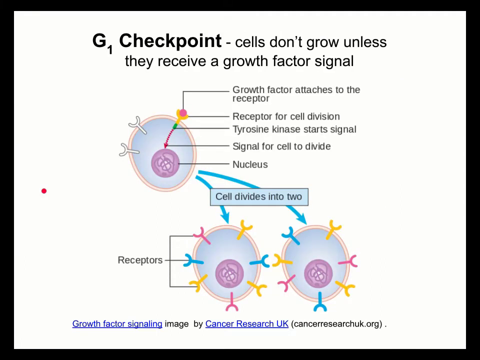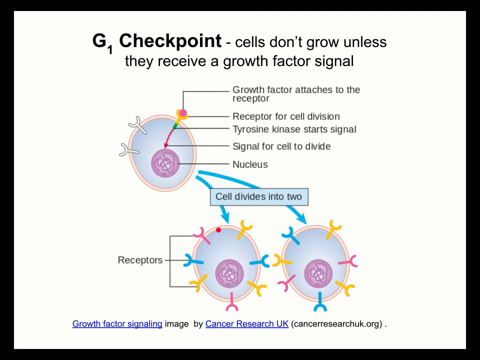A moment ago, I said that normal cells are growth factor dependent. Cells don't divide unless they receive a signal to do so. The G1 checkpoint is responsible for this constraint on cell growth. That is, cells are arrested in G1 unless they receive a growth factor signal. A growth factor signal is a protein secreted by another cell that binds to the surface of the cell receiving the signal. The signal goes to the nucleus, where cell division is initiated, and eventually the cell divides into two cells.